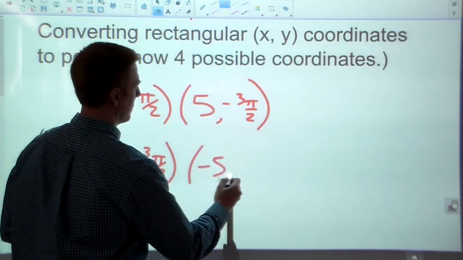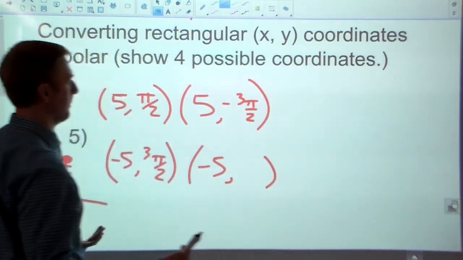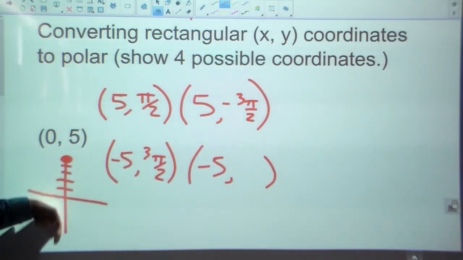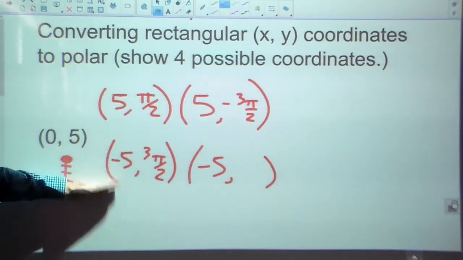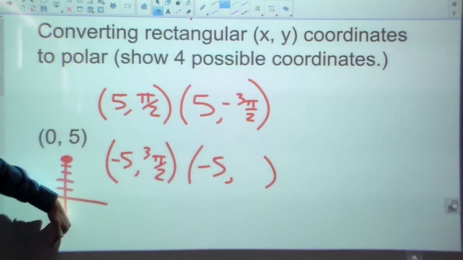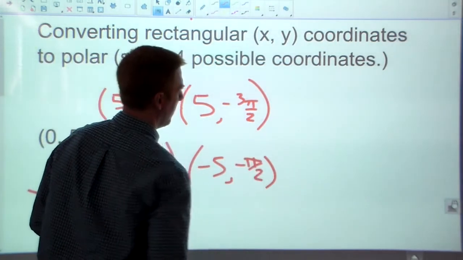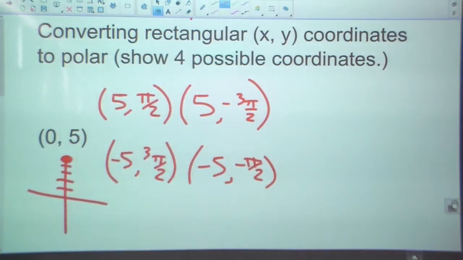And the last thing is to try going negative for both things. We want to have the radius be -5, so we're going to be down here. But instead of going the positive direction for angles, let's go the negative direction. That would put us at -pi over 2. And that's the 4 ways you approach it.